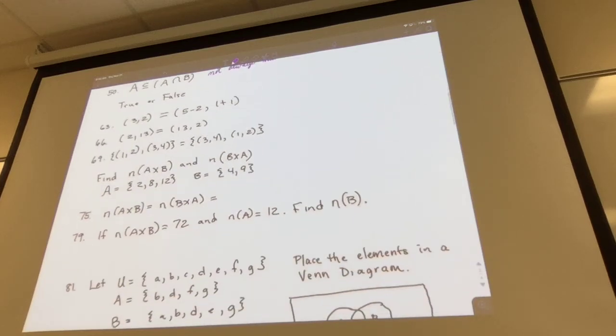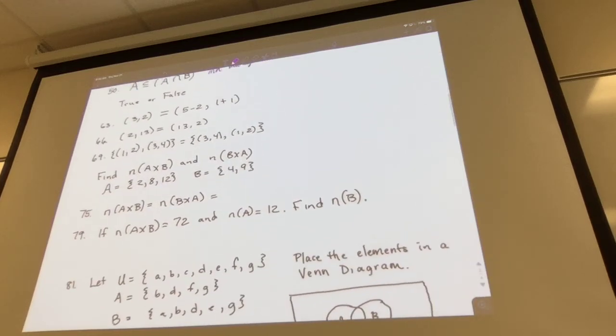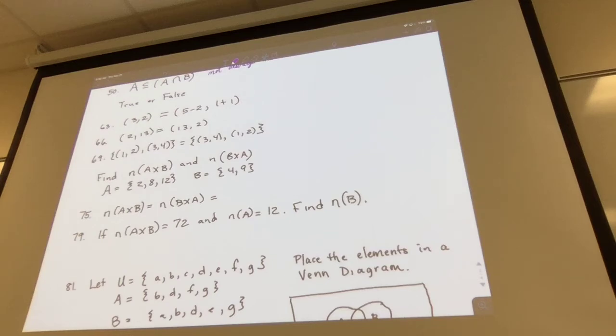All right. Next we'll have true false. The ordered pair 3, 2 is equal to the right hand side, which this calculates to be the right hand side. What is 5 minus 2? 3. What is 1 plus 1? 2. So the question is, are they equal? Yes. They are true. Because one's just not simplified and the other one is.